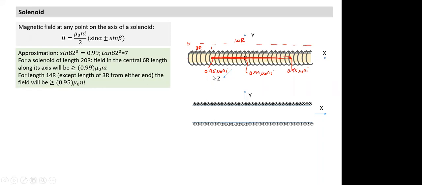Why am I doing all this? Can you think of a reason why I'm telling all this? We can understand what difference it makes when we say "long". Where does the field become uniform? What is the interior region? If I put the theoretical value, at a distance of 3r from one end the field becomes 95% of this value. If my tolerance limit is 4-5%, I can take the field from here to here as almost constant.